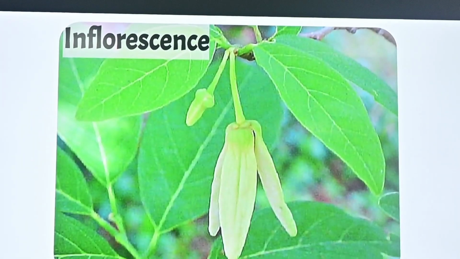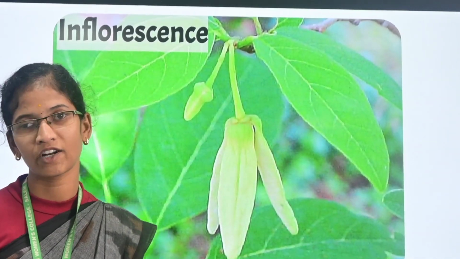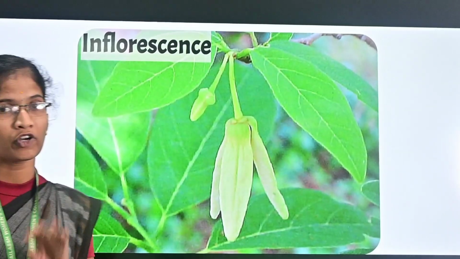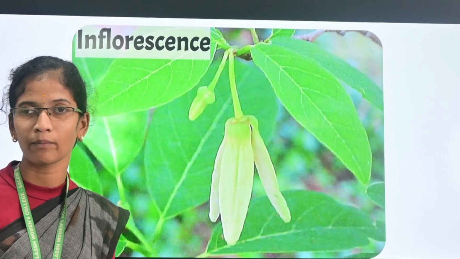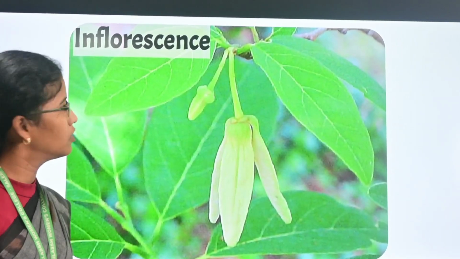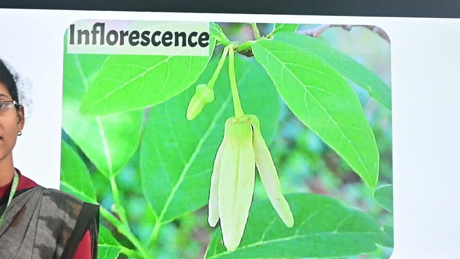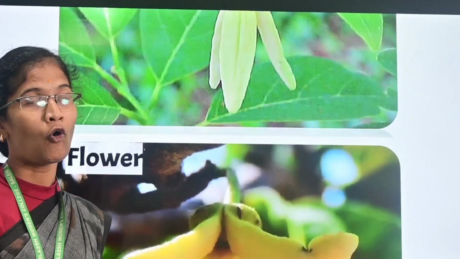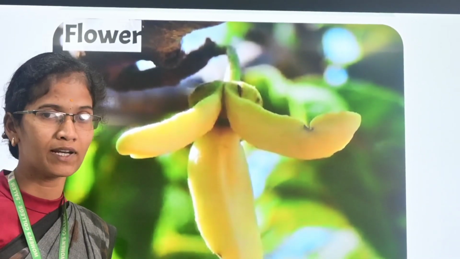Next slide. Inflorescence. What is inflorescence? A group of flowers, a cluster of flowers, is termed as inflorescence. Inflorescence consists of 4 types: racemose, cymose, mixed, and special type of inflorescence. Here it is cymose inflorescence, which is solitary or axillary cyme. Cymose means older flowers are present at the apex and young flowers are present below.